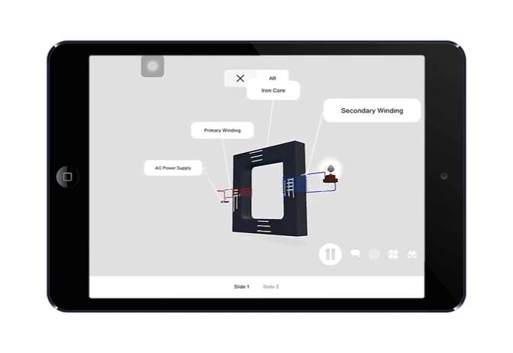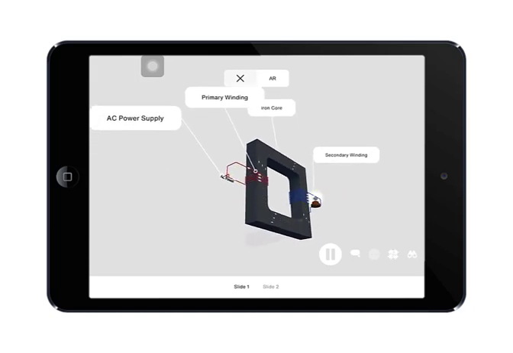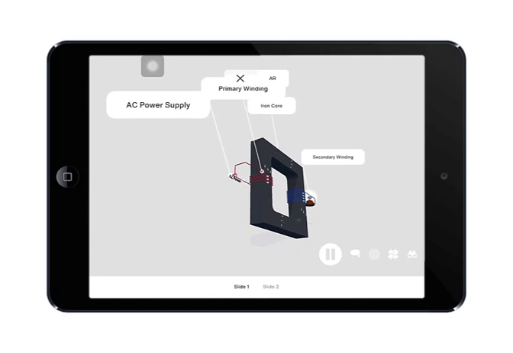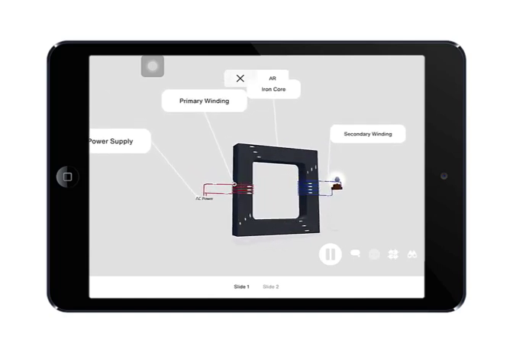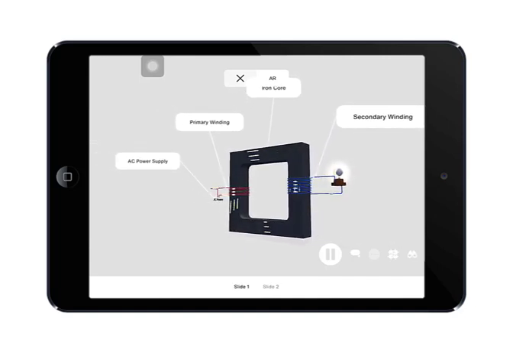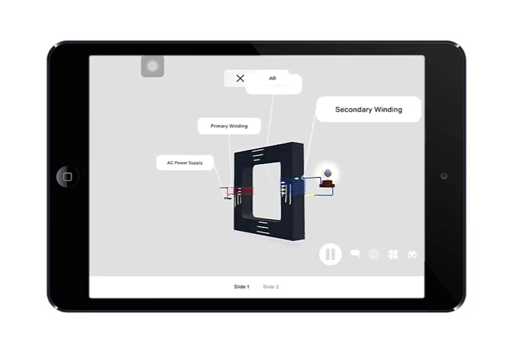This makes sense since we are going from a lower amount of turns to a greater amount of turns, as is the case here. And vice versa, to step down the potential difference, the number of turns in the secondary coil must be lower than the number of turns in the primary coil, which again makes sense since we are going from a greater amount of turns to a lower amount of turns. In our example here, we have a step-up transformer as we are going from 5 to 10 turns.